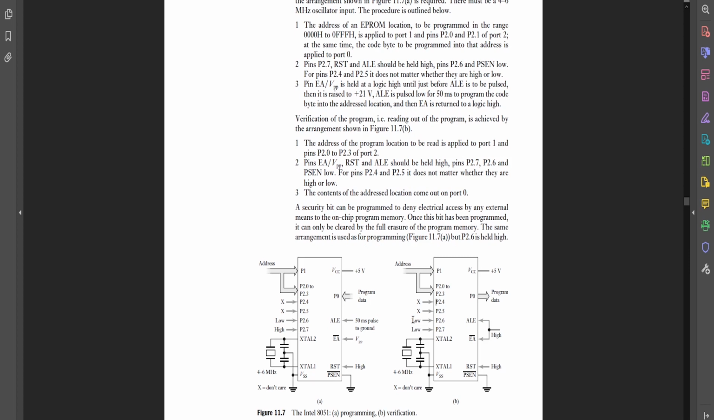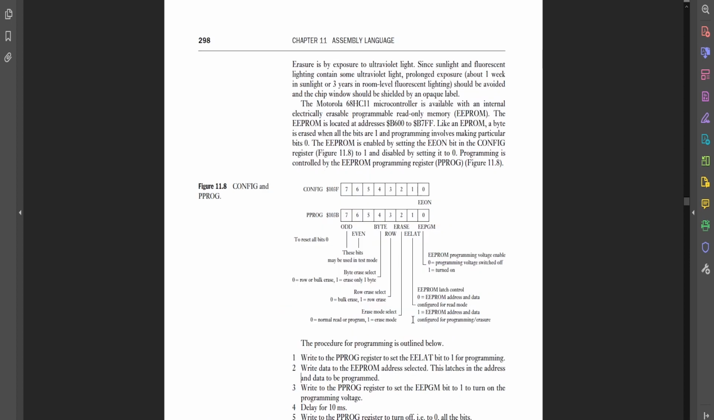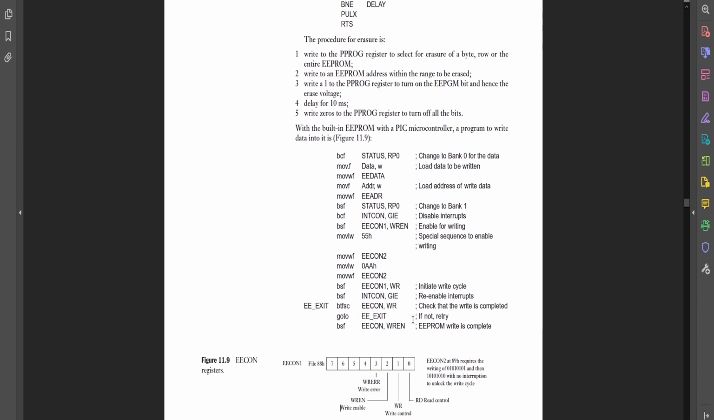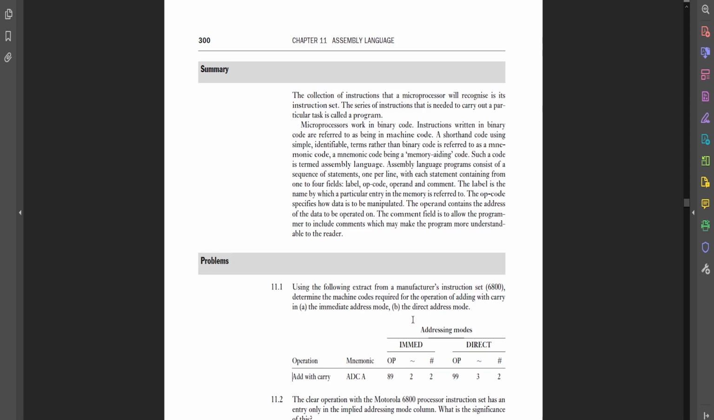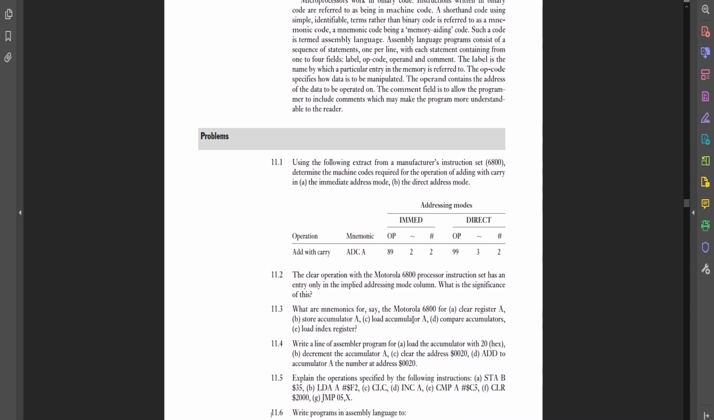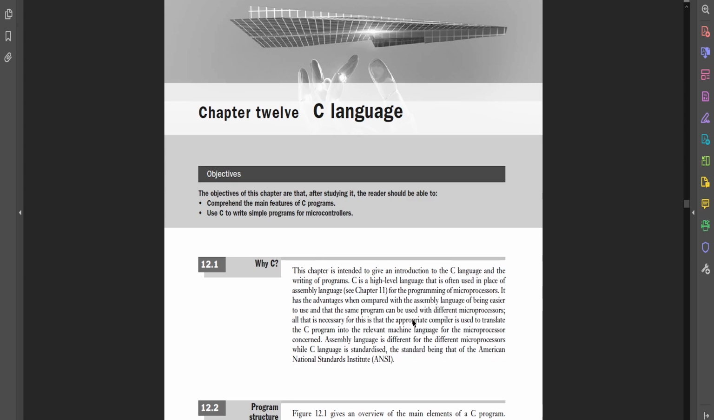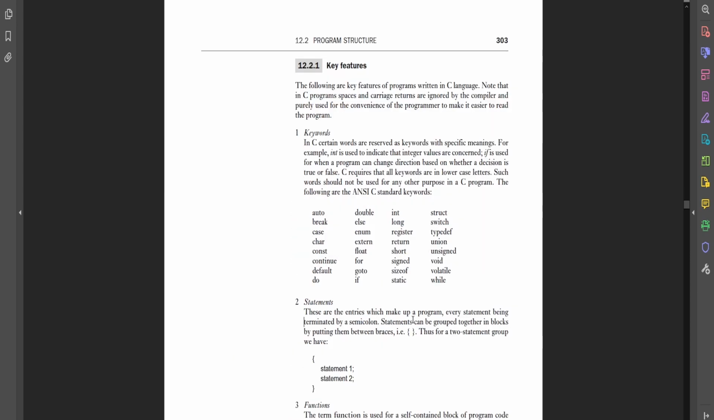Okay. It's about programming the chips. Again, I'm not too bothered by this. I assume this is what I'm going to be doing a lot of in embedded systems. So again, C programming language.